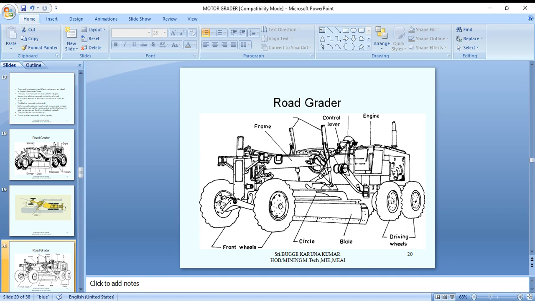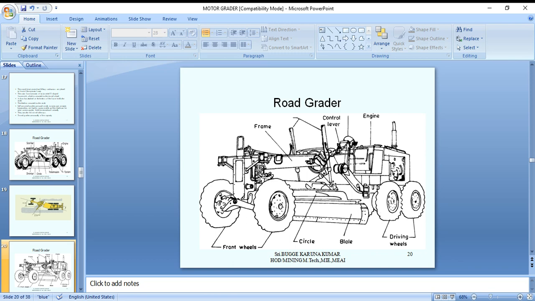So this is another simple diagram showing the parts of the motor grader, showing that this is the basic frame connecting the tandem wheel pairs and also the front wheel. This is a long bar frame and front wheels. This is the driving wheels. The basic engine is at the back side only. The control levers and circle. This is showing the circle and blade.